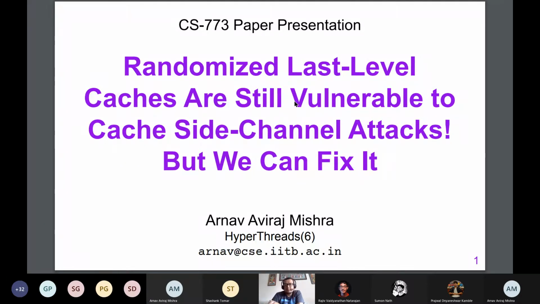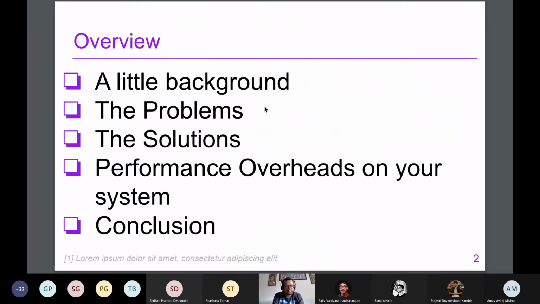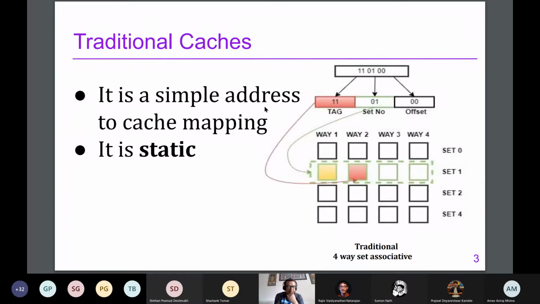Okay, go on. So, hi everybody, I'm Arnav Mishra and I will be presenting the paper Randomized Last Level Caches Are Still Vulnerable to Side-Channel Attacks, but there are some fixes we can do on it. Next slide, please. So this is the overview of today's talk. We'll go through a little background on certain concepts so that we can understand the problem and solutions better, and then we'll do certain performance analysis of what the solutions will provide on your system, and the conclusion.